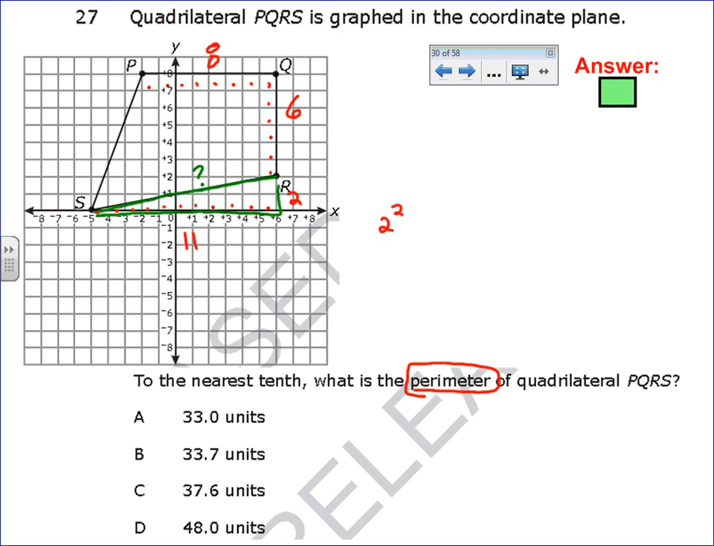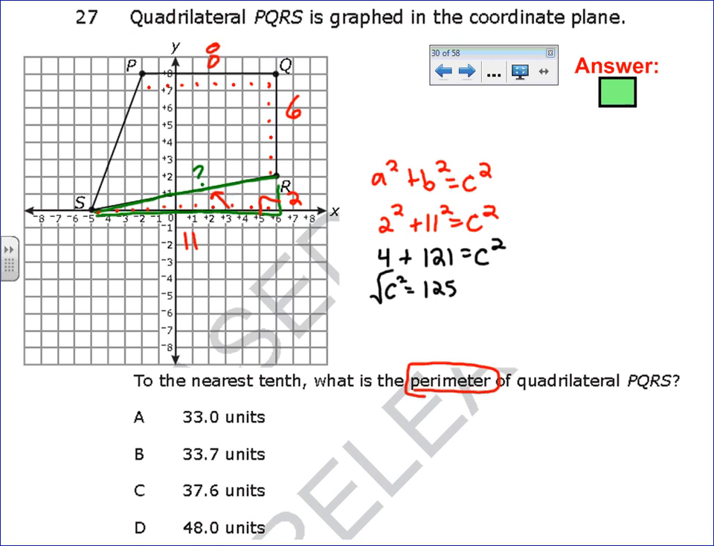So a squared plus b squared equals c squared. 2 squared plus 11 squared equals c squared. So that's what I'm trying to find, the hypotenuse. Well, that's 4 plus 121 equals c squared. Oops, not 4 squared, just 4. Okay, so that means that c squared is equal to 125, and if I take the square root, c is equal to the square root of 125. Okay, so I'm closer because now I'm going to erase this. I know that this side length is the square root of 125.